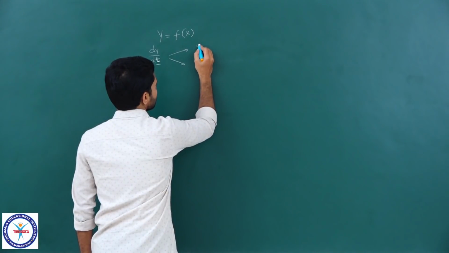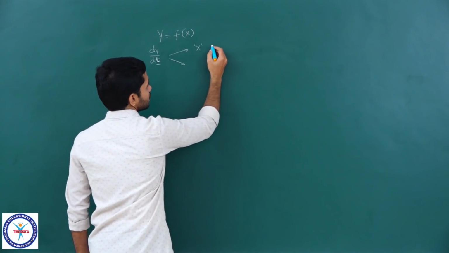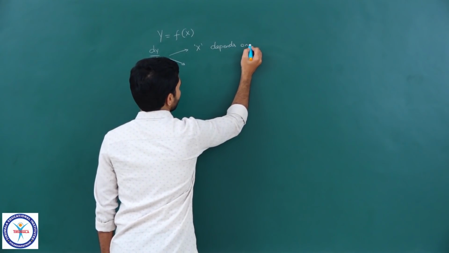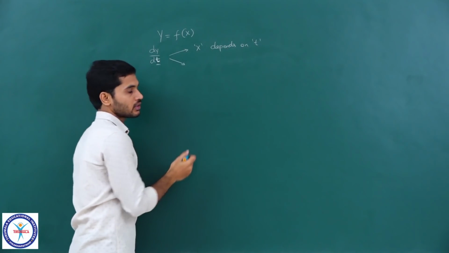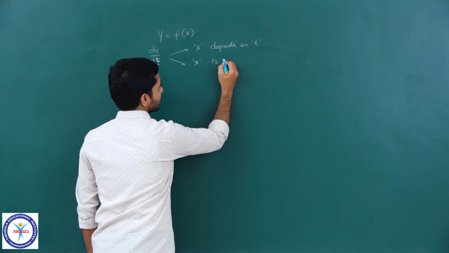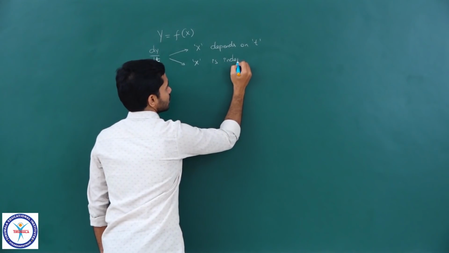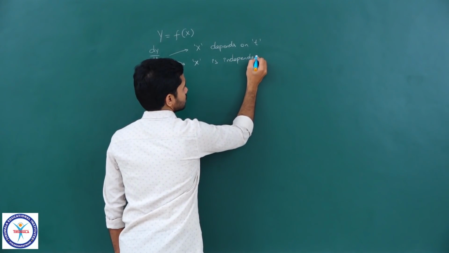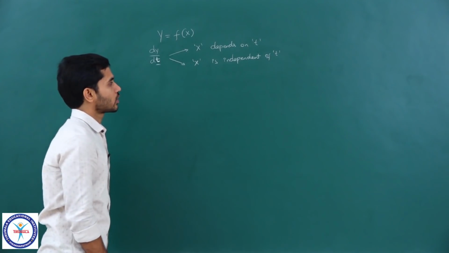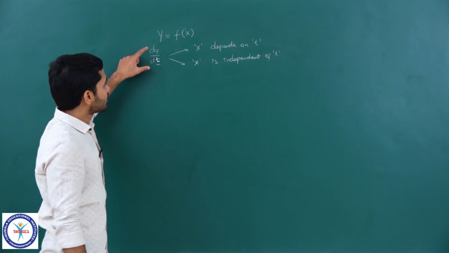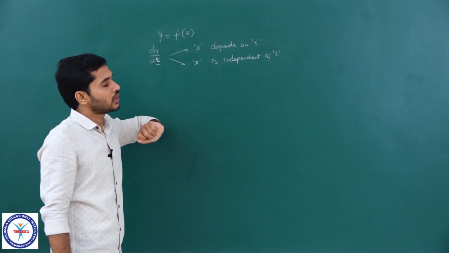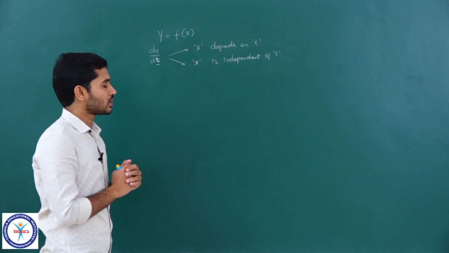One is that x which we have taken here depends on t. The second thing is that the value of x is independent of t. So, when they ask you something like this, you should first think about which of these cases is going to happen. For example, I will take an example to explain this.